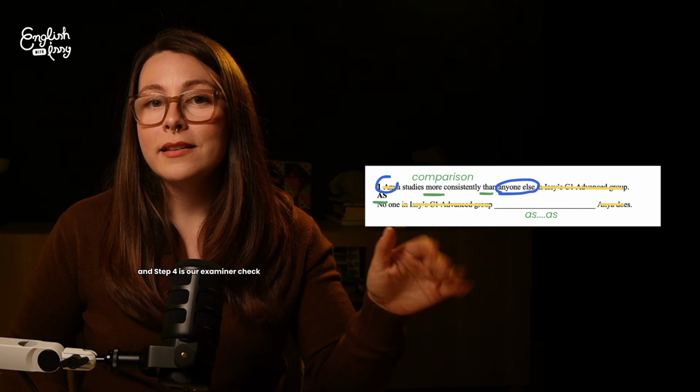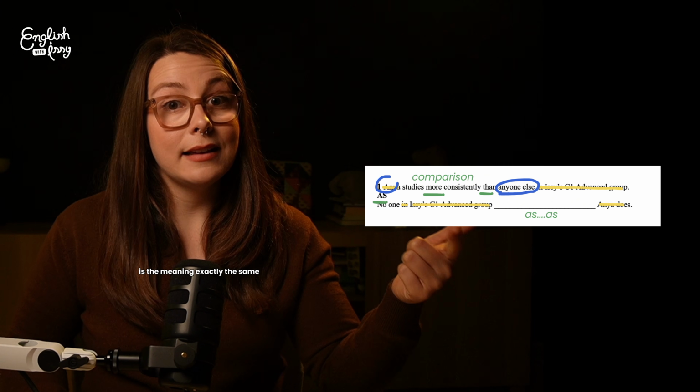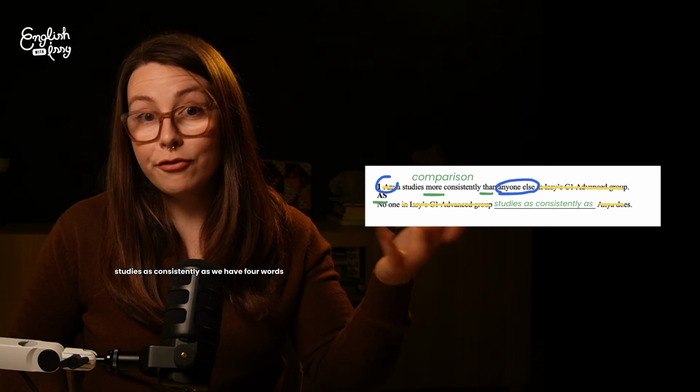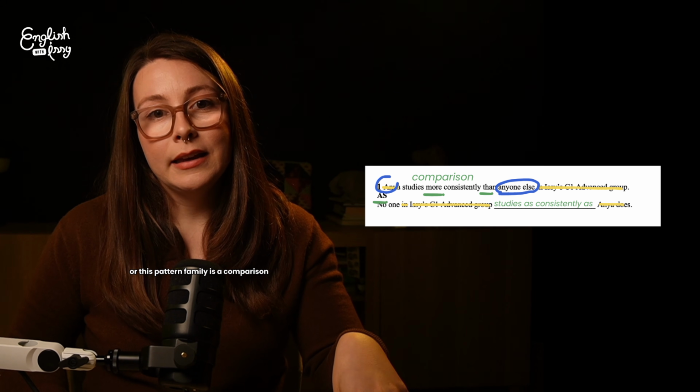And step 4 is our examiner check. Did we use the keyword? Yes. Is the meaning exactly the same? Yes. How about the word count? Studies as consistently as. We have 4 words. We're good. So the answer is studies as consistently as. We know that this grammar structure or this pattern family is a comparison using as.